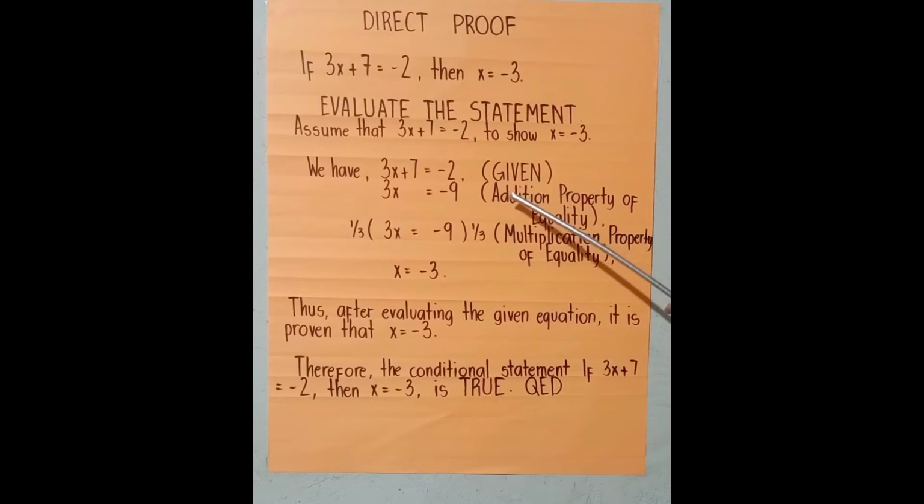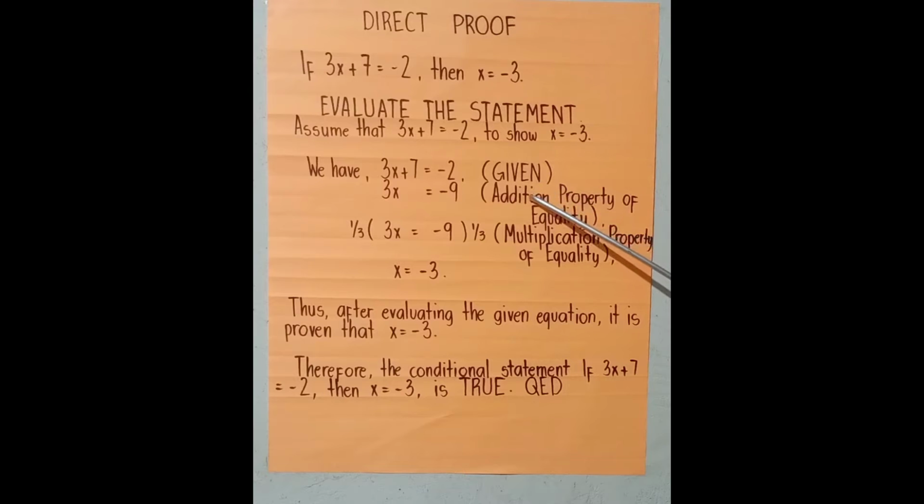We just added -7 to both sides of the equation. So 3x + 7 + (-7) = 3x, and -2 + (-7) = -9. So that is why 3x = -9.